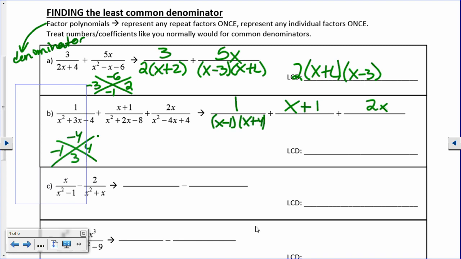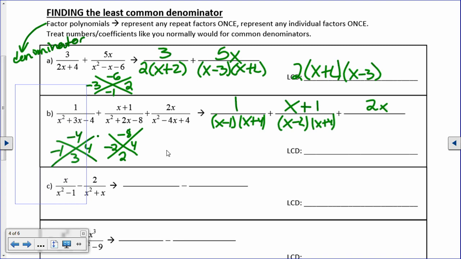Alright, what about the second denominator? It's the same thing, right? It's an x again, because it's a trinomial. So two numbers that multiply to get negative 8, but add to get positive 2. Negative 2, positive 4. Can I use a shortcut? Yep. So x minus 2, x plus 4. What about the last denominator? Alright, everybody should be writing this down.